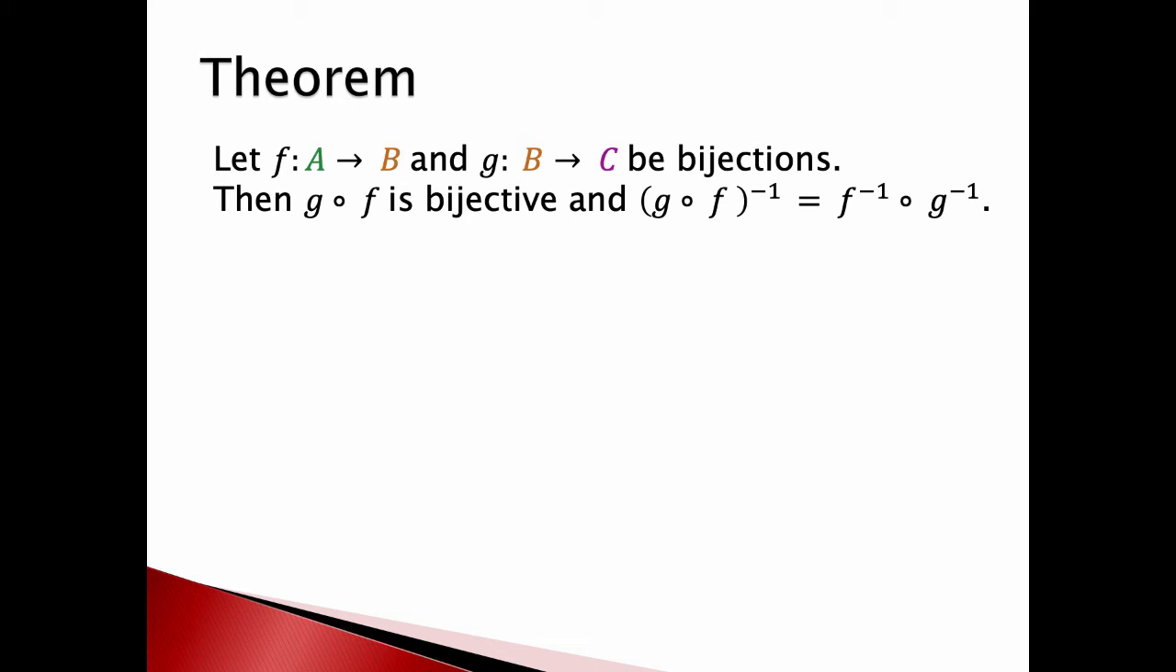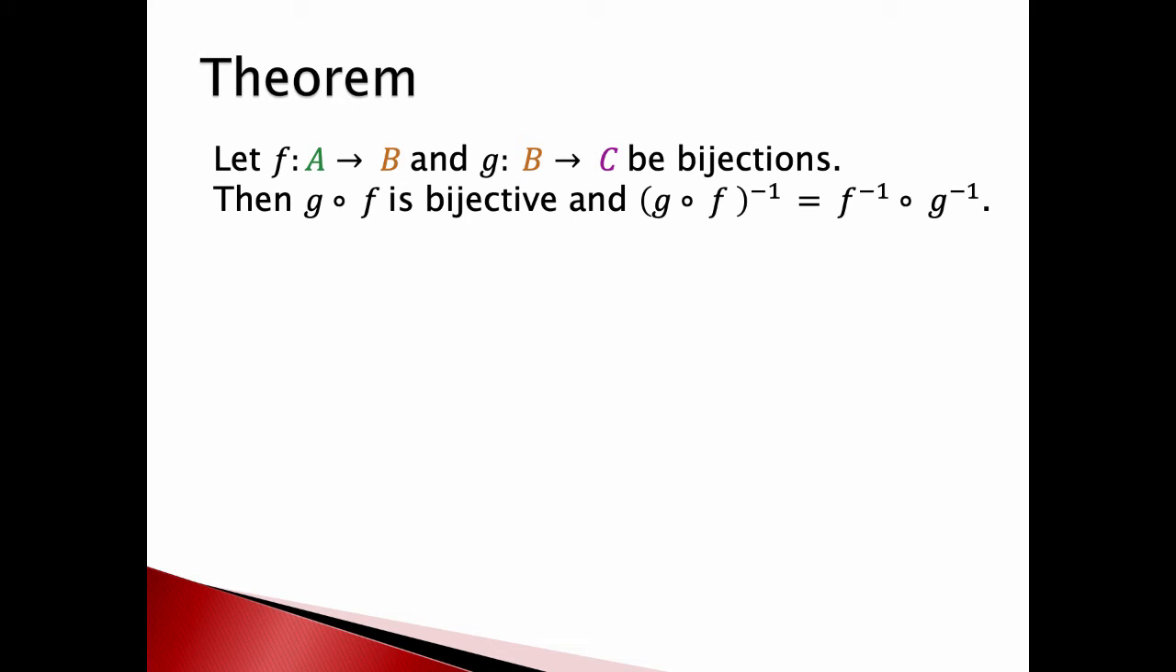And now you might ask yourself, why did the order switch? Because I wrote g composed with f, and now I got f inverse composed with g inverse. It looks almost like you distributed the -1, but then switched the order around. How did that happen? Well, you have to think about how the domain and ranges fit together.